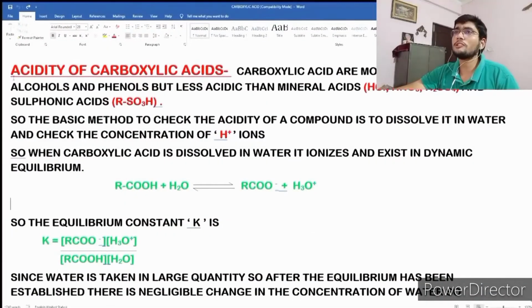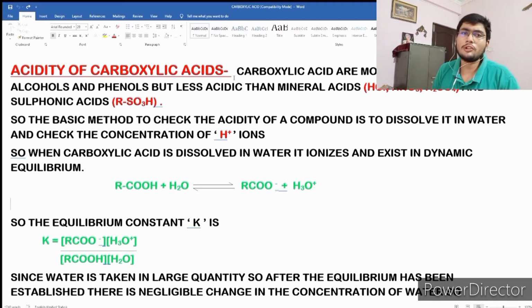So as you all can see on the screen, the first heading is acidity of carboxylic acid. So carboxylic acids are basically stronger acids than alcohol and phenol, but they are weaker acids than mineral acids like hydrochloric acid, nitric acid, sulfuric acid, and also they are weaker acids than sulfonic acid.